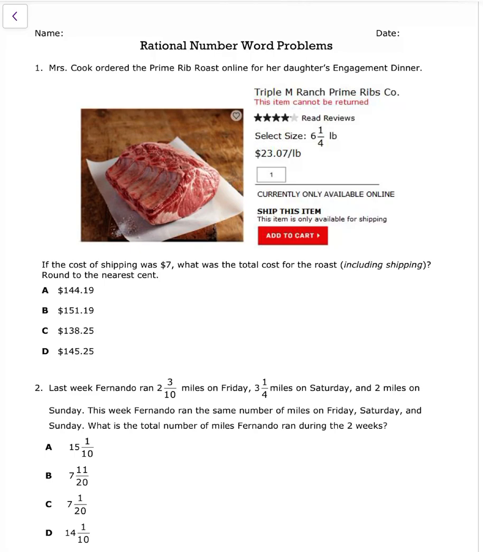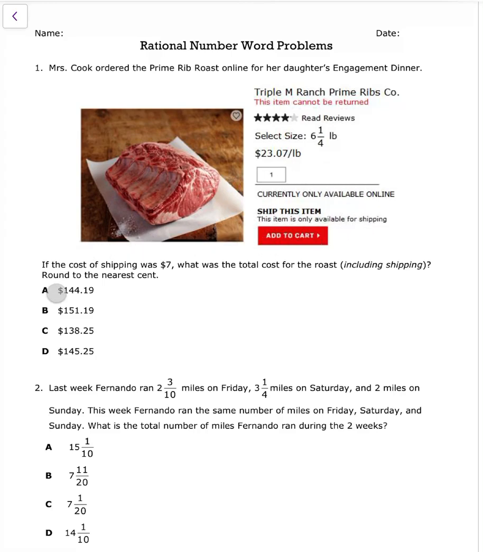Okay? All right, so number one says, Mrs. Cook ordered prime rib roast online for her daughter's engagement dinner. So we have to analyze this picture here. We've got the name of the company, we've got reviews. They selected the 6 1/4 pounds, and that's $23.07. And that little line means per pound. So it's $23.07 per pound. And they're getting one. So that's important as well.